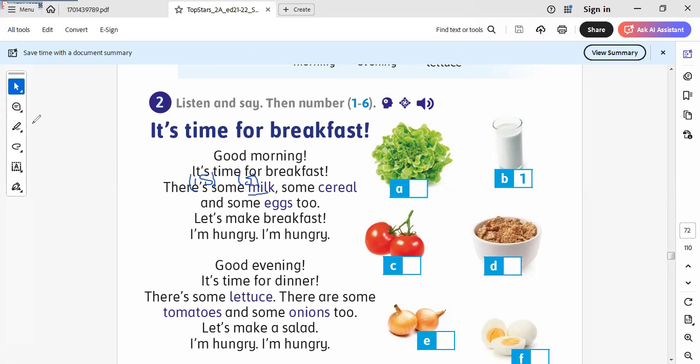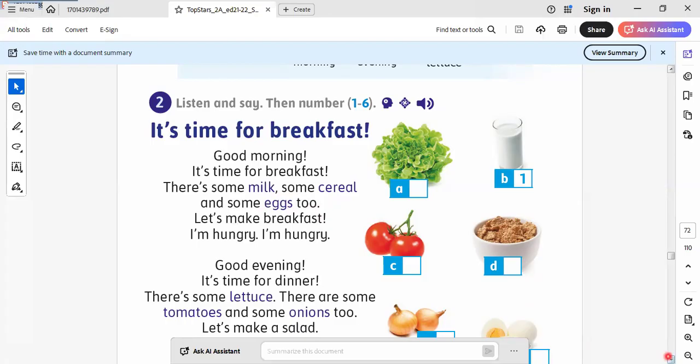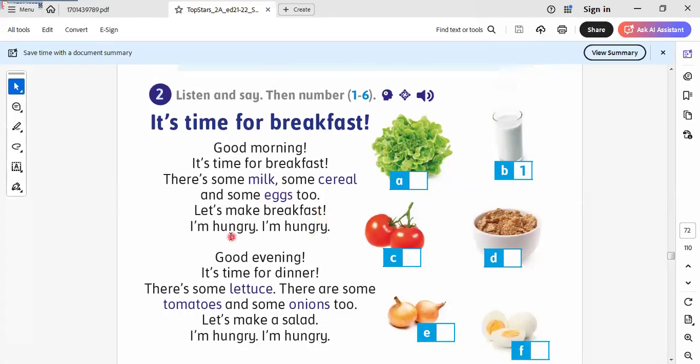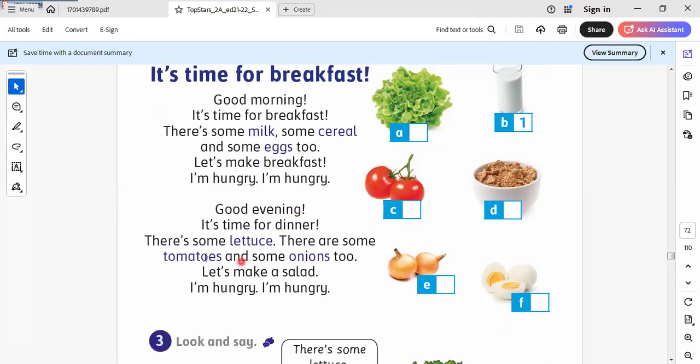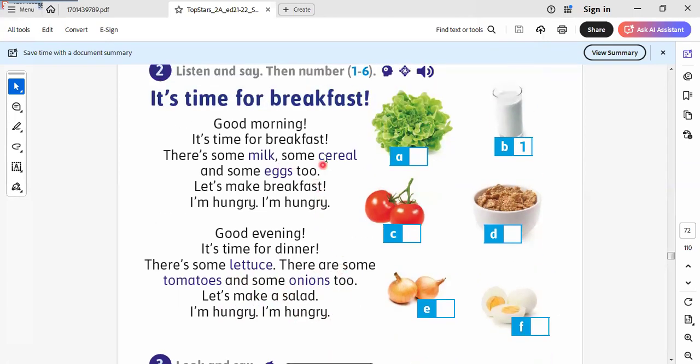Let's continue the rest of the text together. There is some milk, some cereal, and some eggs too. Let's make breakfast. I'm hungry. Good evening. It's time for dinner. There is some lettuce. There are some tomatoes and some onions too. Let's make a salad. I'm hungry. So here we talk about breakfast, and here we talk about dinner.